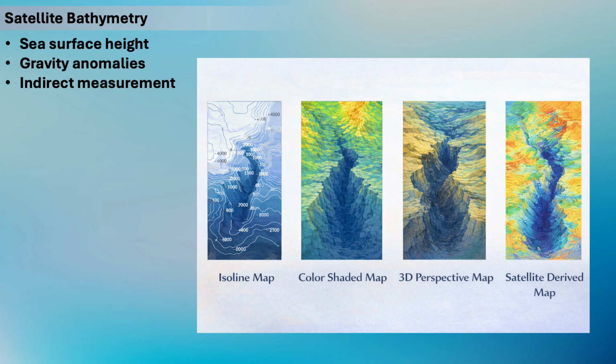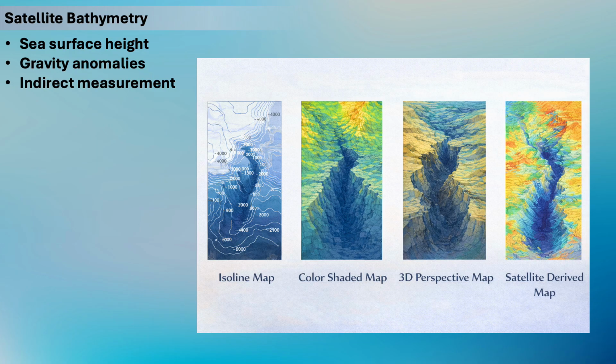The second image is a color-shaded bathymetric map. Here, color gradients represent depth, with warmer colors indicating shallower areas and cooler colors showing deeper regions.